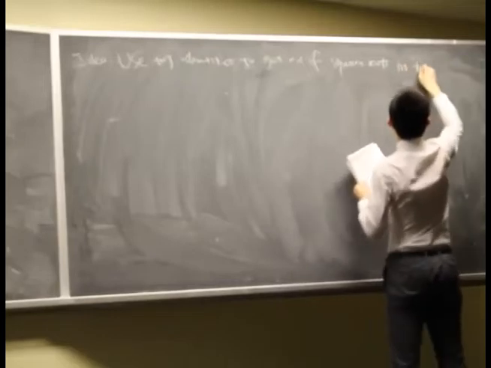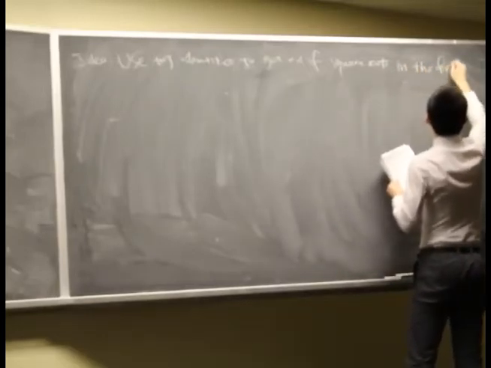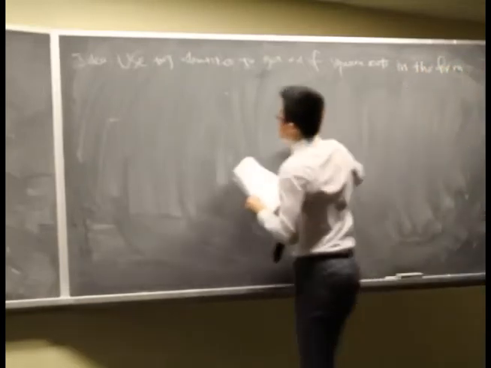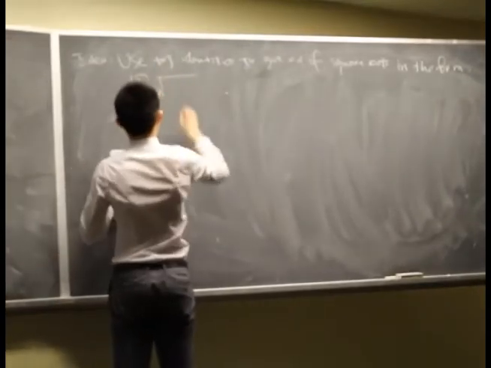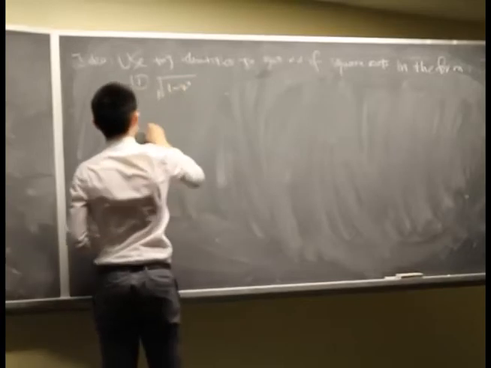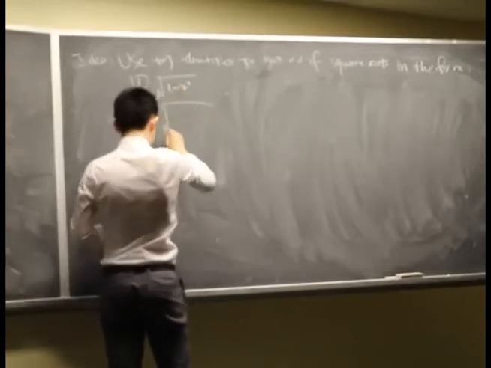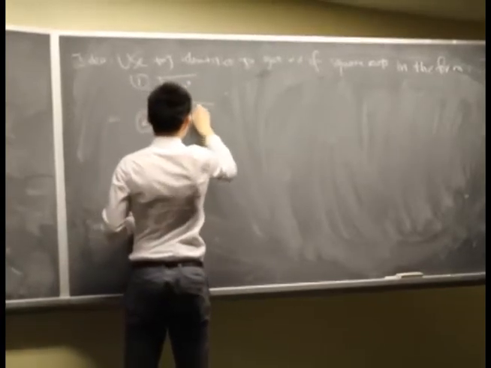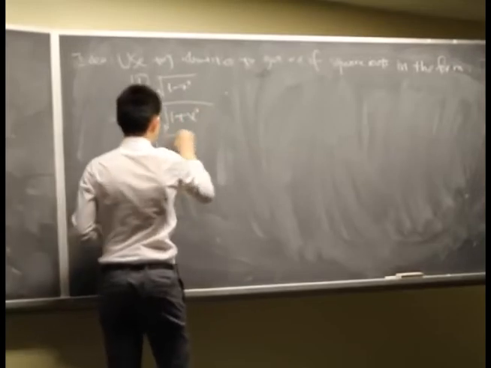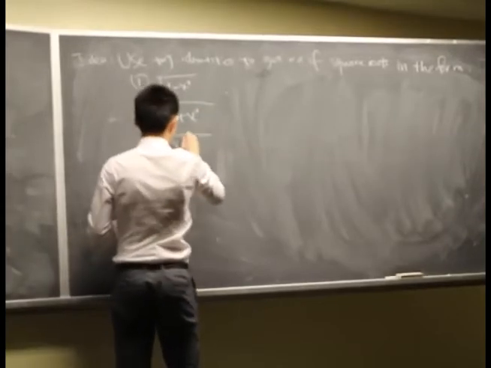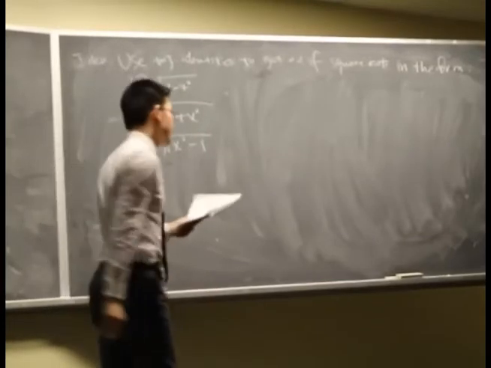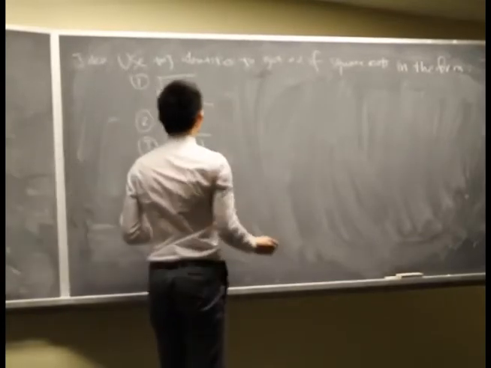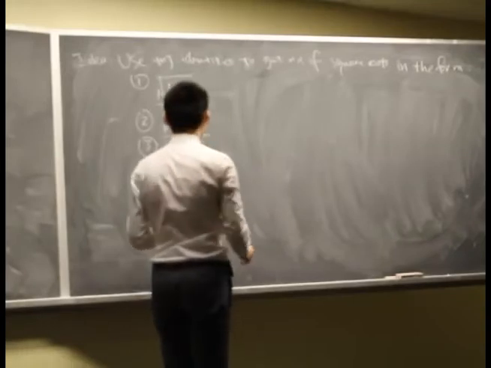In the form: number one form is 1 minus x squared. Number two form is 1 plus x squared. And number three form is going to be x squared minus 1. Because no one likes to see square roots. So how do we get rid of them?